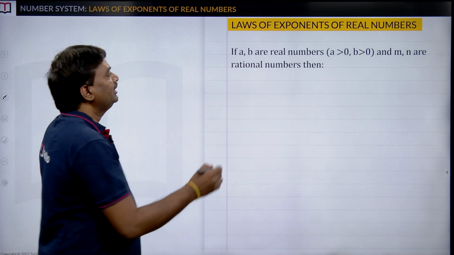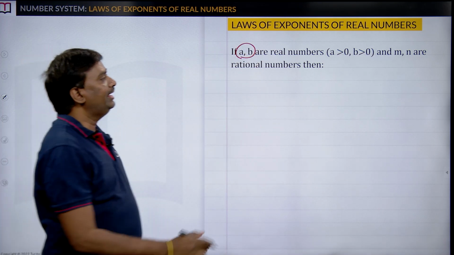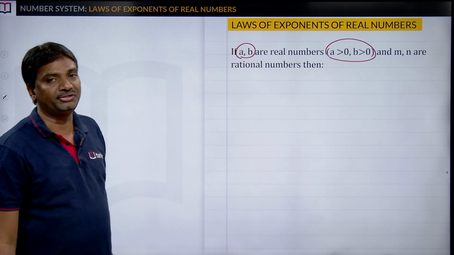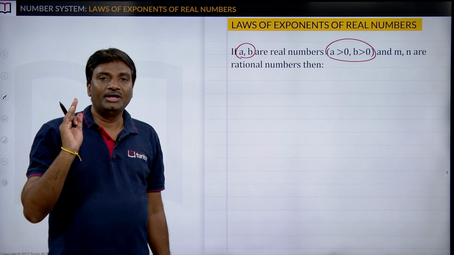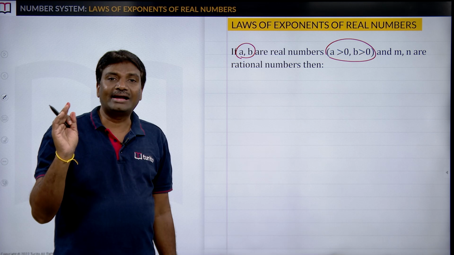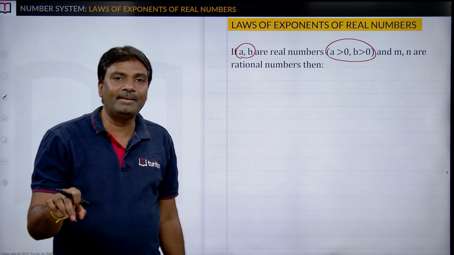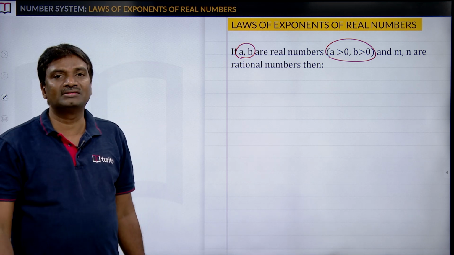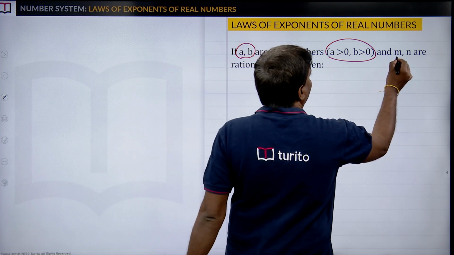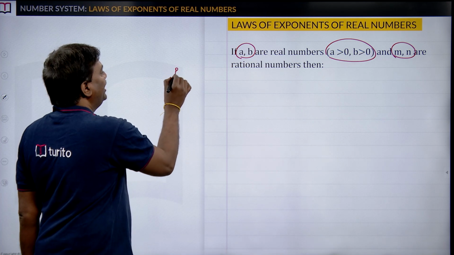Suppose that A and B are real numbers, A greater than 0 and B greater than 0, means both are positive. You must take the two real numbers A and B on the right side of 0. Why? On the right side of 0 on the real number line, we know all the numbers are positive real numbers, and m, n are rational numbers, means in the form of p by q.